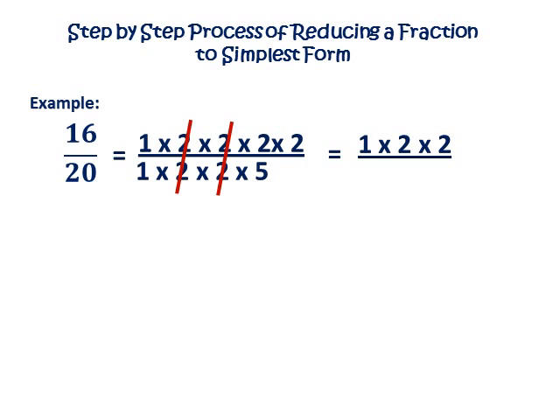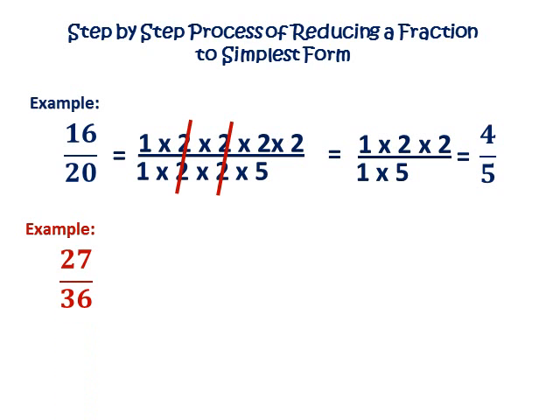So let's simplify. Let's remove all the factors that were crossed out. For 16, we have 1, 2, and 2 left behind, and for 20, we have 1 and 5. So for the numerator, what is 1 times 2 times 2? That is 4. And for the denominator, 1 times 5 is equal to 5. So the answer is 4 over 5. Let's try another example.